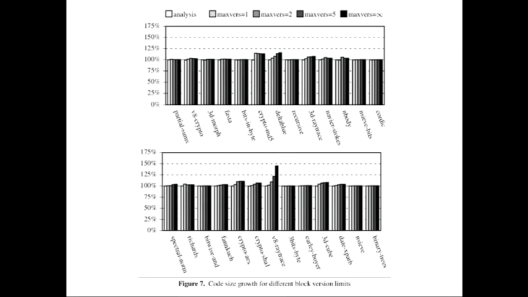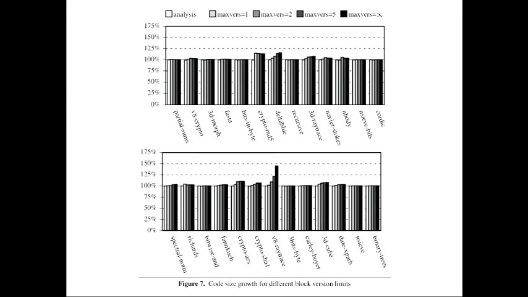Now this is the code size growth for different block version limits. So when I explain basic block versioning to people, the first thing that they worry about is that if you're going to compile multiple versions of code, you could have a lot of code bloat. So you can end up generating a ton of machine code. And this would really impact instruction cache performance.